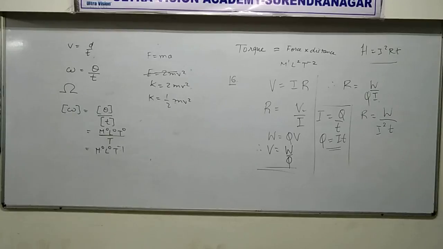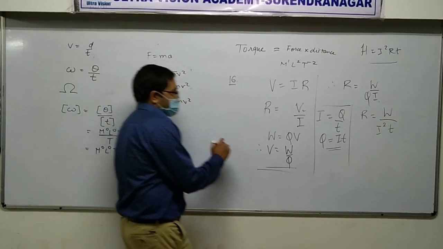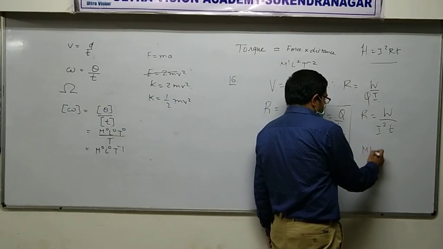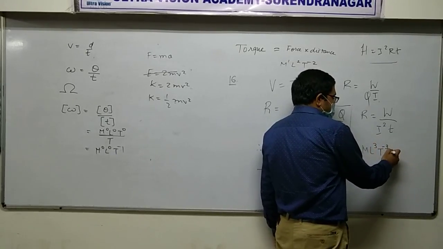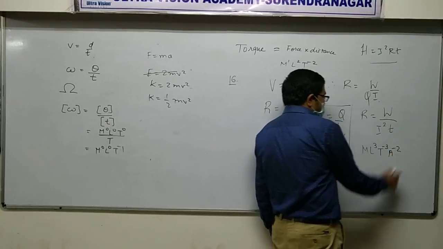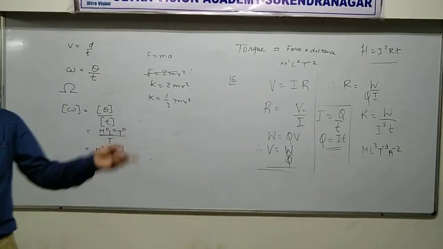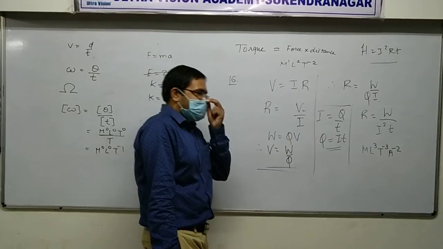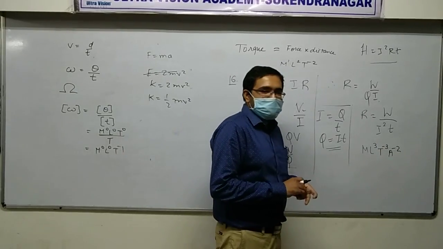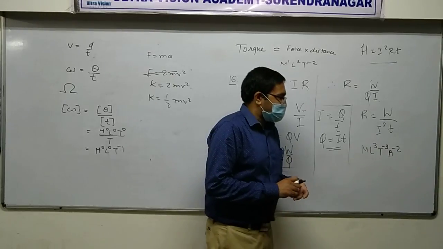Alright. Miri, what's your answer? M L raised to 3, T raised to minus 3, E raised to minus 3 and A raised to minus 2. Who agrees with her? M L raised to 3, D raised to minus 3, A raised to minus 2. Which option, by the way? B... C, option C. Okay.